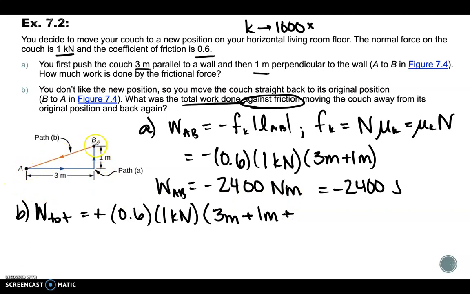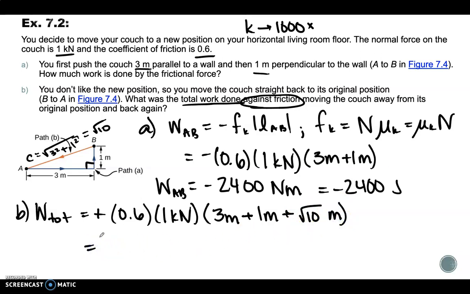This path length is unknown, right? So we'll have to use the fact that these make a right angle, and we'll use trigonometry. So this will be C, I'll call it, and it'll be the square root of 3 squared plus 1 squared. So 3 squared is 9 plus 1 is 10, so it'll be the square root of 10, and again in meters.